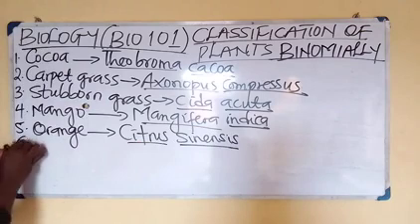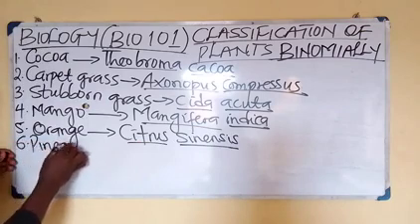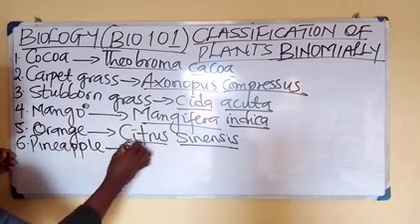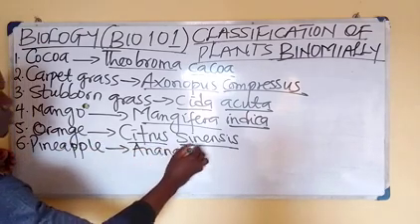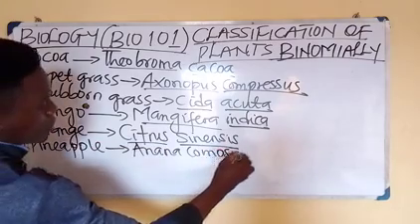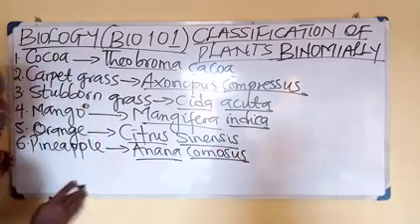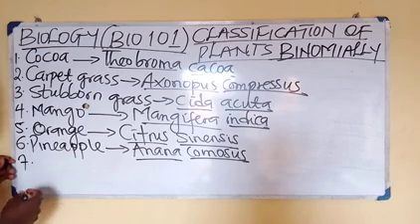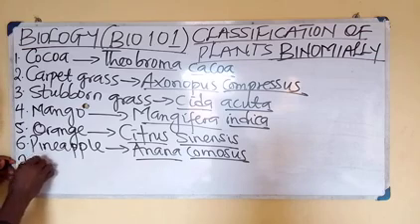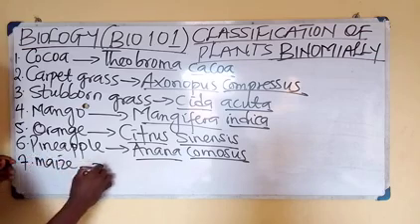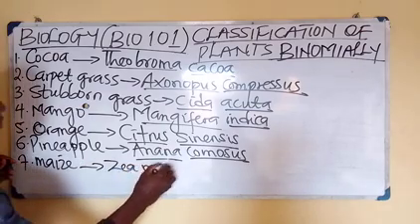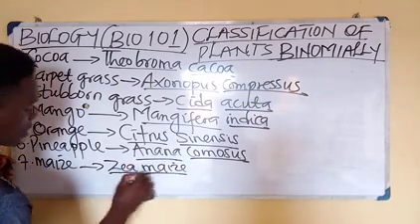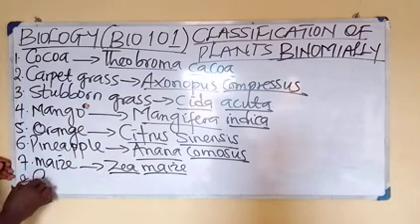Even a pineapple, we call it Ananas comosus. Ananas comosus. Number seven. I want to bring you the common ones. Okay, maize. These ones are also common. Maize, that is Zea mays. I think another common one is groundnut.